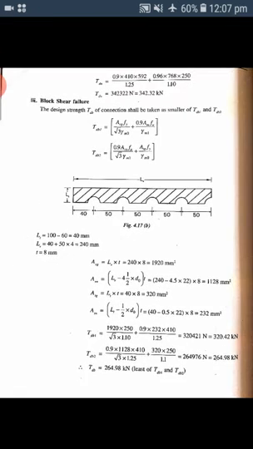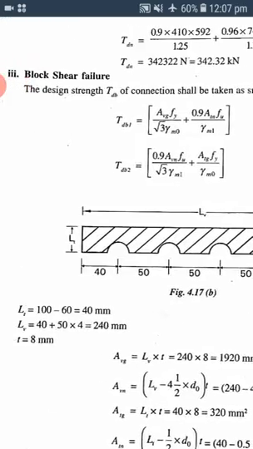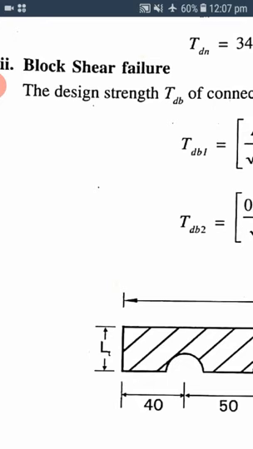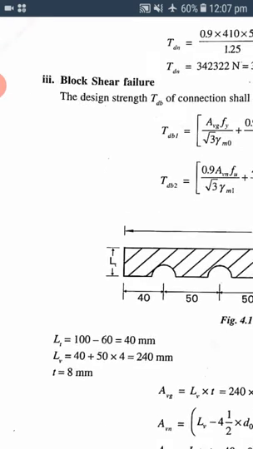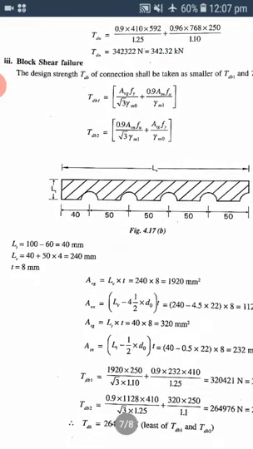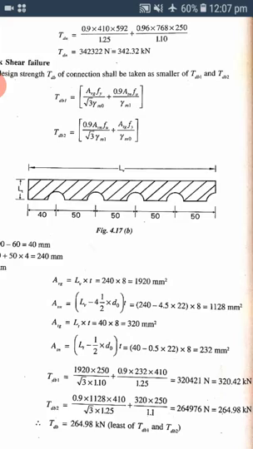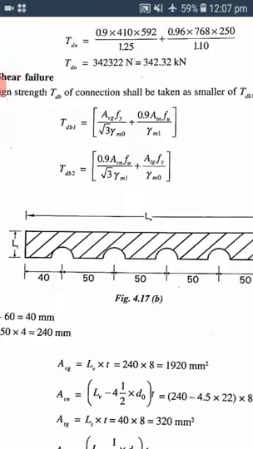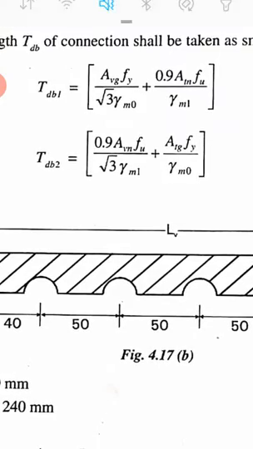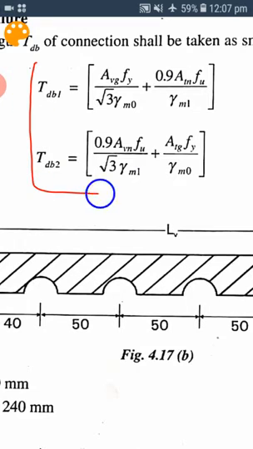Then you calculate block shear strength. Calculate the block shear value, the load at which the angle may get block shear failure. So the design strength TDB of the connection shall be taken as the smaller of TDB1 and TDB2. These two formulas you will get in the code again. Just refer to the code book. You will get these two formulas in the code.